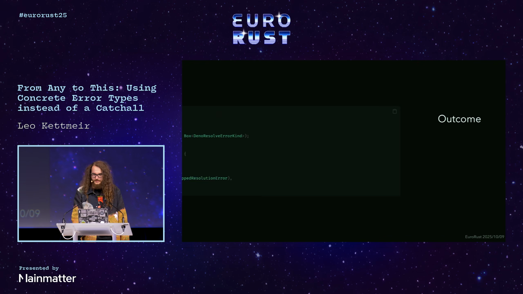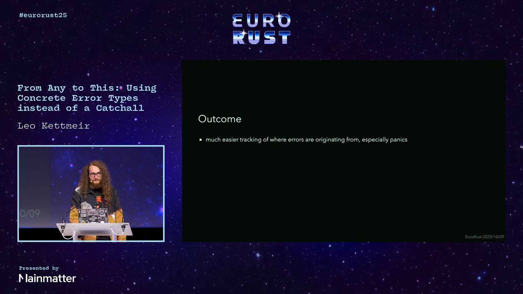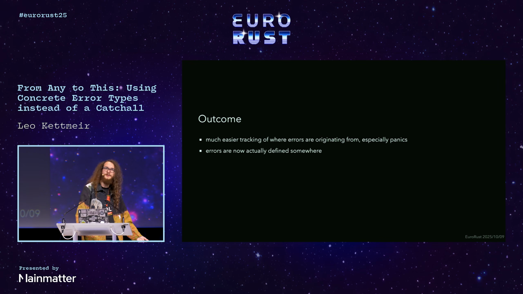Now, what is the outcome of this? Well, much easier tracking of where errors actually originate from, especially panics, because with anyhow, through an entire big codebase like that, we were having some issues with figuring out where things are. That's the least to say. And then we had also now errors actually defined somewhere, because the one thing we were doing is defining errors inline using the anyhow macro with strings. So we actually had no clue where the error was coming from, because sometimes we're using that multiple times with the same values. It was a clusterfuck.